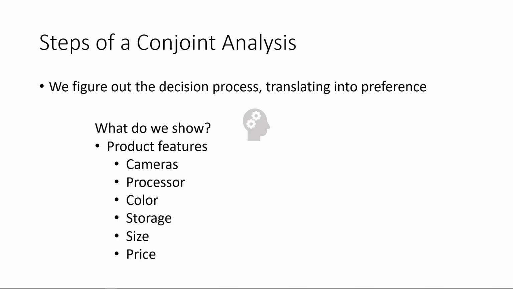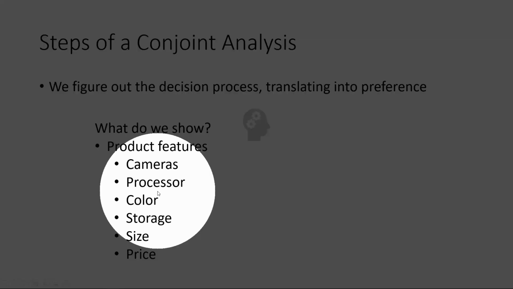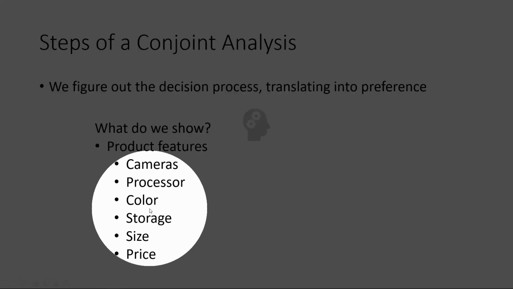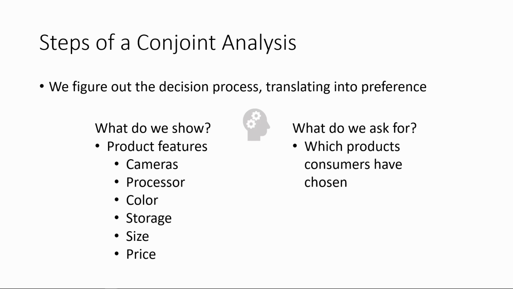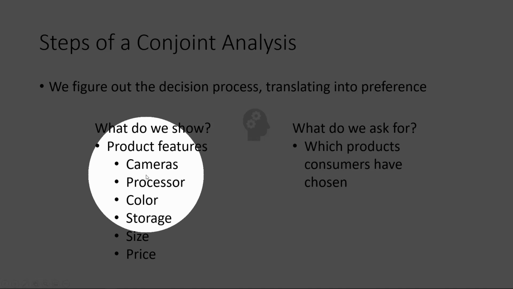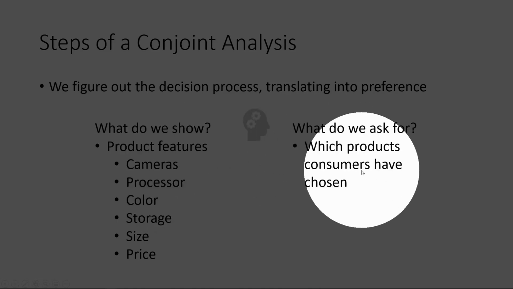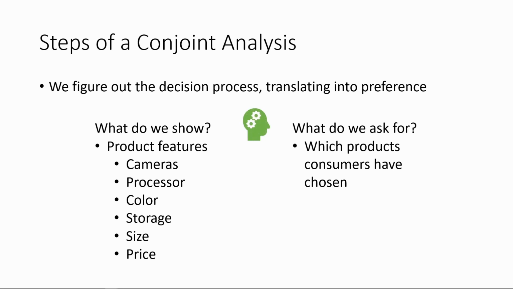First, we show consumers a bunch of products with their features specified. So here are the features we have described for our smartphone. And next, we ask consumers, what do you want to choose? Which product would you like to choose? We specify the product features. We ask for consumers' choices. Then we use these two pieces of information to figure out what's going on in consumers' minds.